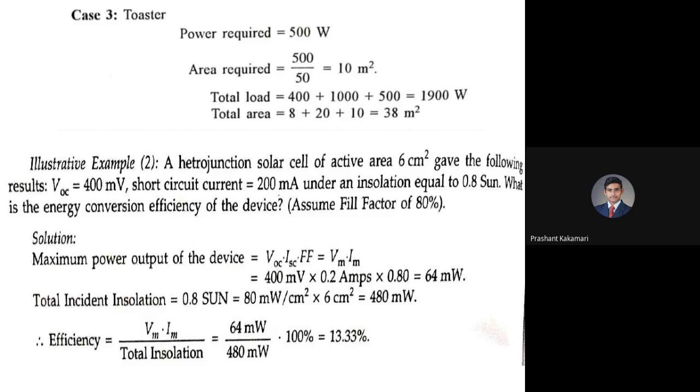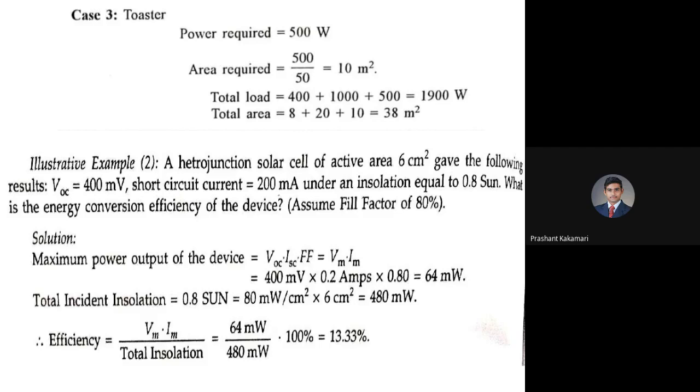Next problem you can see: a heterojunction solar cell. Heterojunction, in the sense, is a P and N junction that is not a common junction; both are different materials combined there. That is why it is called a heterojunction solar cell of active area 6 centimeter square, which gave the following results. The meaning is that a PN junction solar cell of area 6 centimeter square gave the following results when solar radiation or any light is falling on it.